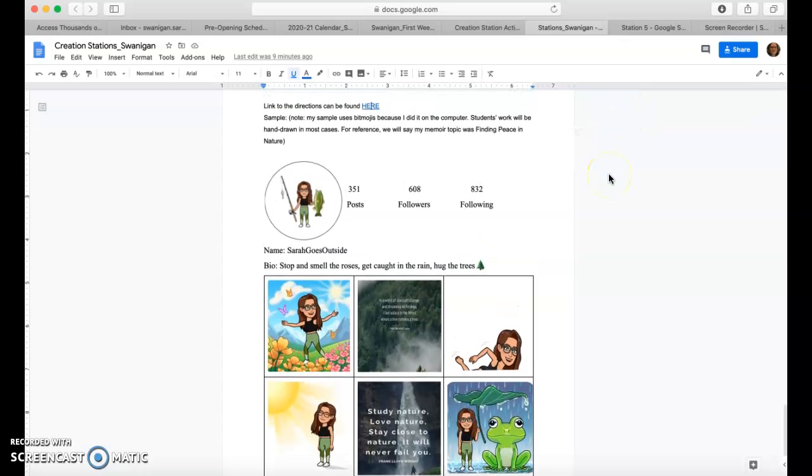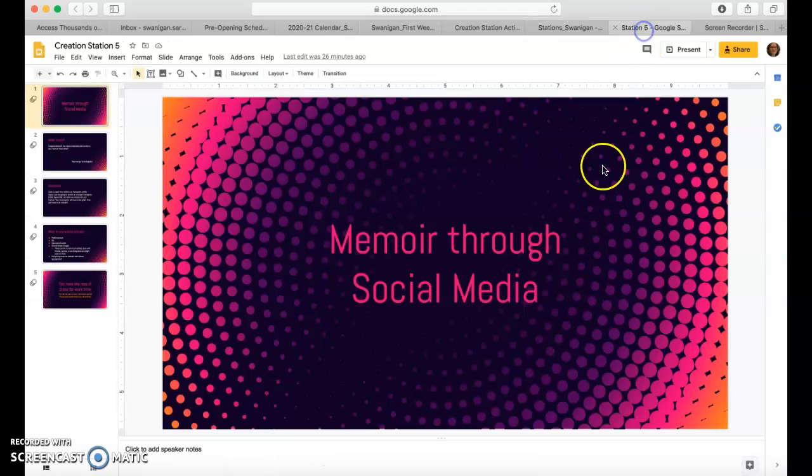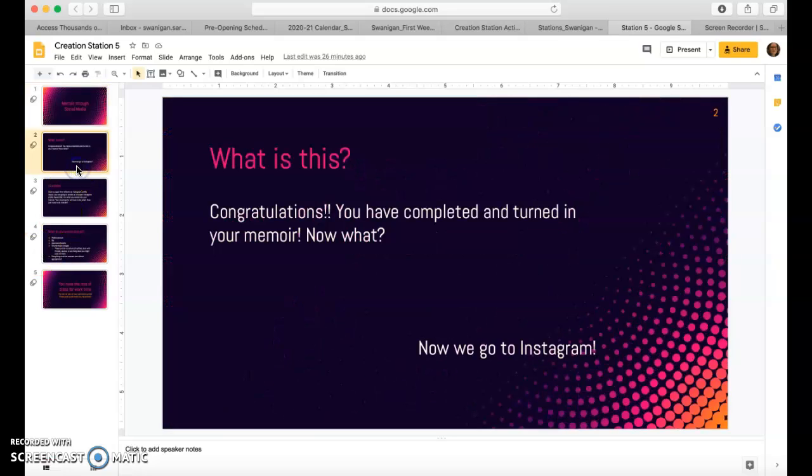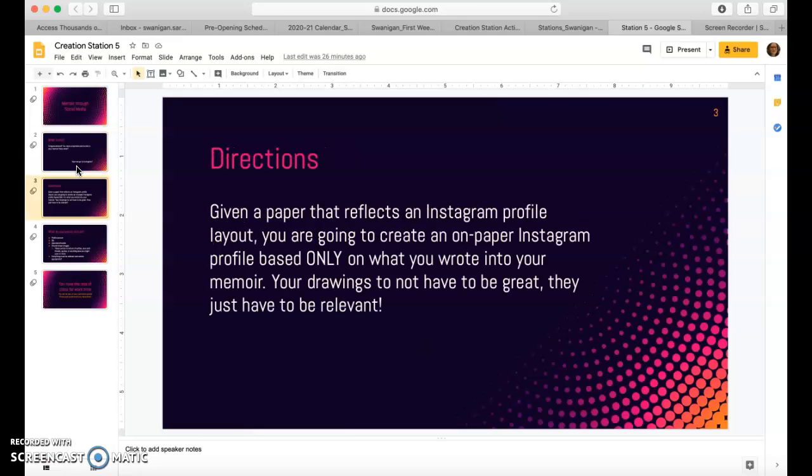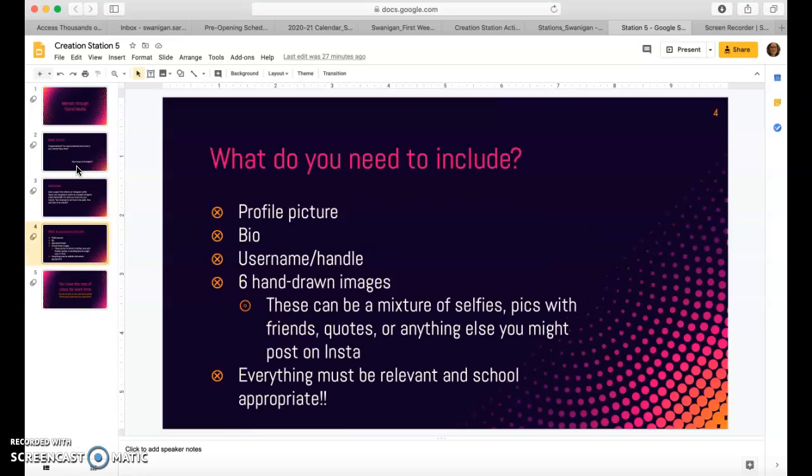And then this is my social media creation station. This is for, once again, the memoir unit. So this is the very last thing they'll do in the unit. Congratulations, you've completed and turned in your memoir. Now what? They are going to get a piece of paper and create an Instagram profile based on their memoir only. No other details that they didn't talk about in their memoir, except maybe their profile picture. They can just do something cute or whatever.